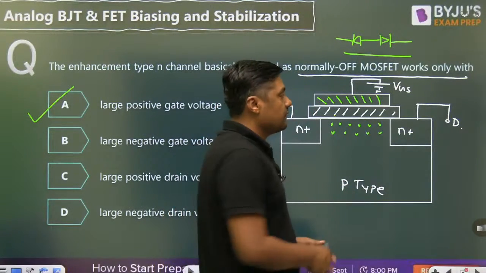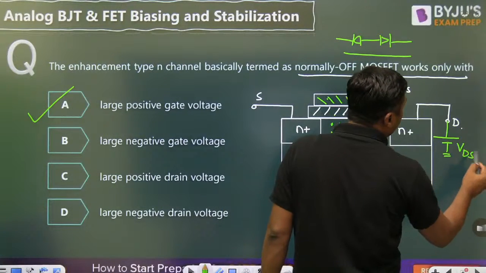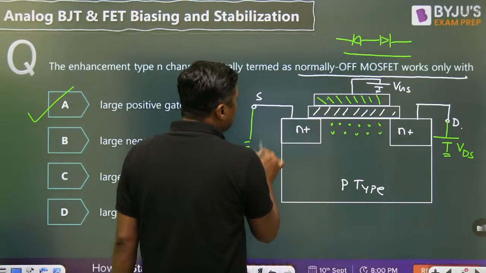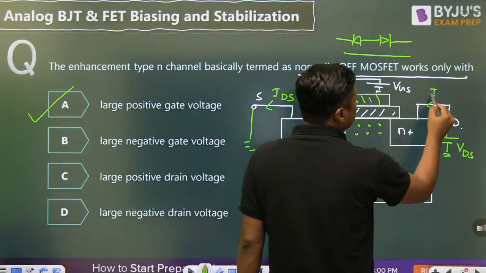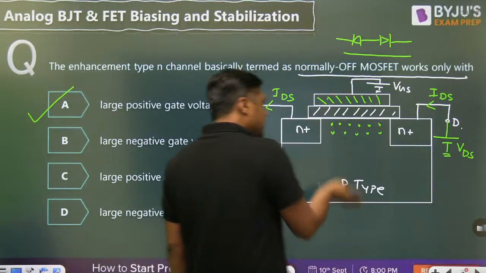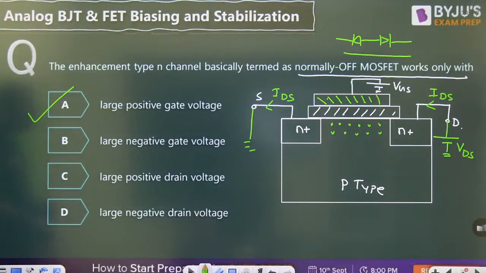That is the answer. And then we are connecting here voltage. It may be small or it may be large. Then the current will flow from drain to source. But before that, we have to induce the channel. So the answer is A. That is the diagram of MOSFET, enhancement type MOSFET. Next question.